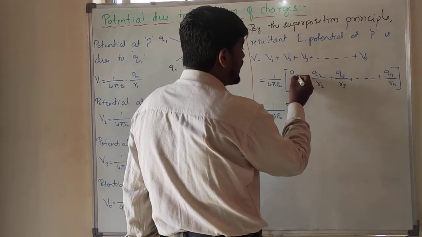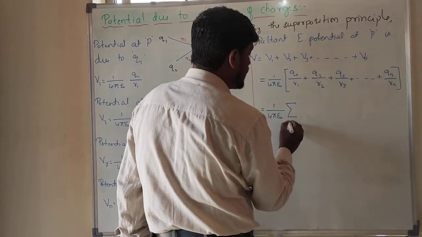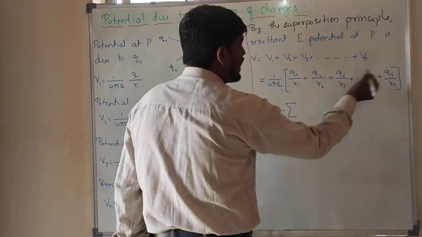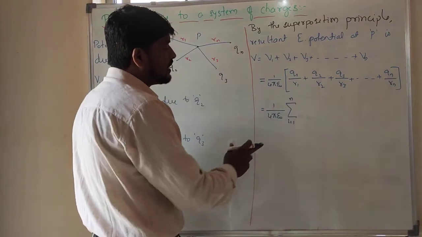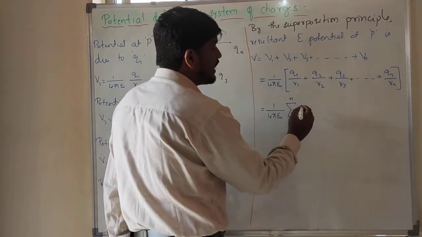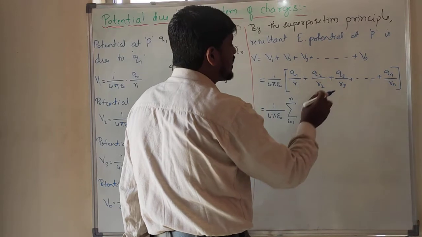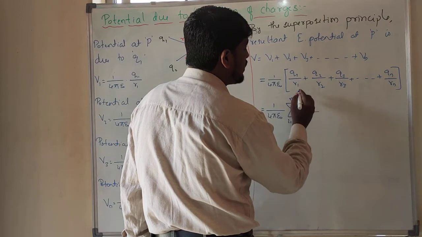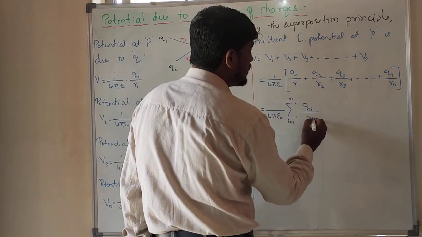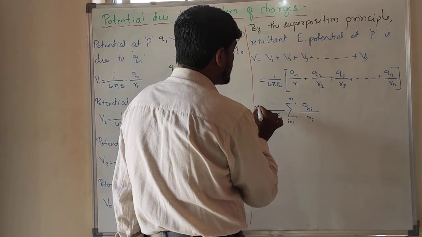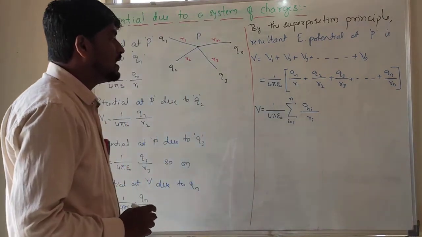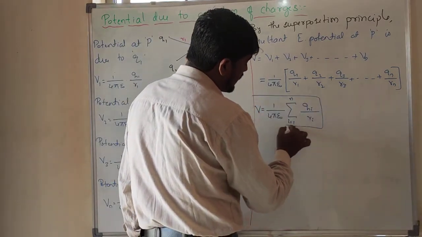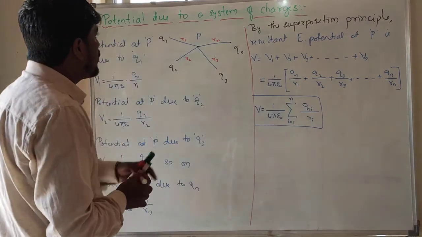Then instead of writing Q1, Q2, Q3 till Qn, I will consider an index i, starting from 1 till the last term n. So the summation runs from i equal to 1 to n. Instead of writing the specific terms Q1, Q2, Q3, let me write a generalized term Qi divided by Ri. So V is equal to 1 by 4 pi epsilon naught summation over i equal to 1 to n of Qi by Ri, which is the final expression for the potential at point P due to a system of charges.